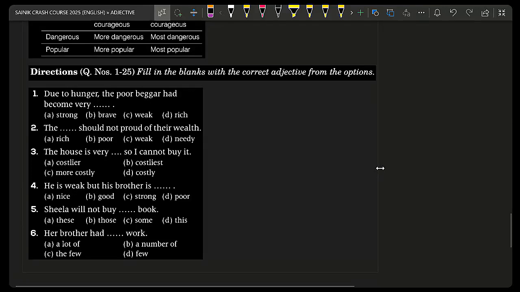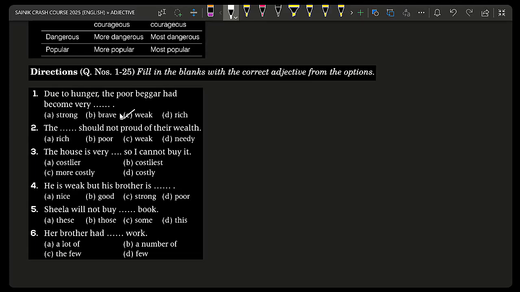Due to hunger, the poor beggar had become very weak. Hunger means he's not getting food. Sir, if you stay hungry for a long time, then definitely you will become weak. Yes, which option is correct for the first one, Harshvardhan? Sir, option C. Sir, we have to copy. No, copy later. Always watch the recorded lecture again for revision and copy later. In the class, just look at the questions and answer. So C is correct. Very good.